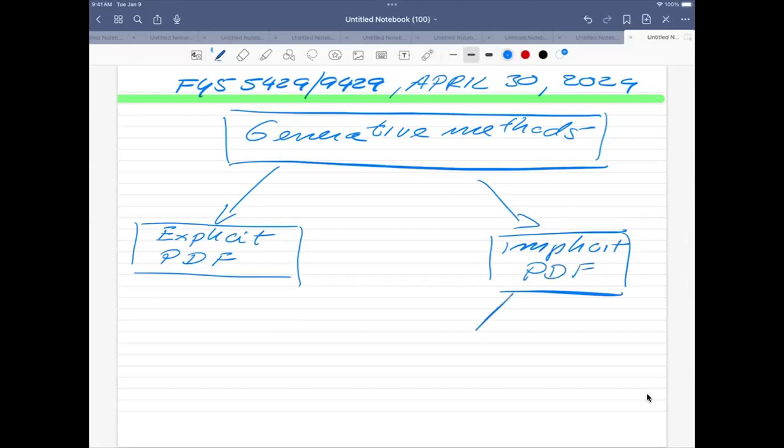And when it comes to the implicit methods, what we have is generative adversarial networks as one of the methods. And then there's a method which we haven't discussed much, and that is simply called Markov chain sampling. And that has become not that popular. So generative adversarial networks are those which are commonly used.